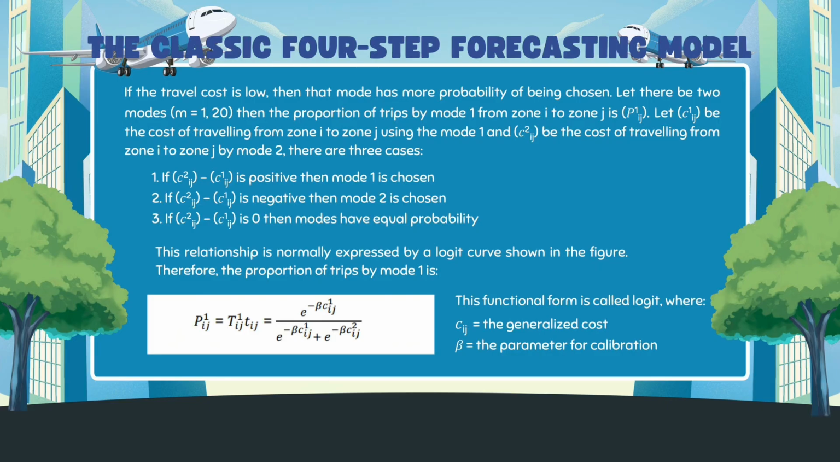So in the presentation, we have here the formula. This relationship is normally expressed by a logit curve shown in the figure. The logit curve can be shown in the next slide. So this is the proportion of trips by mode 1, where c subscript ij is the generalized cost, and beta is the parameter for calibration.